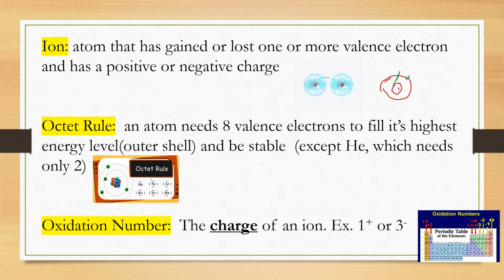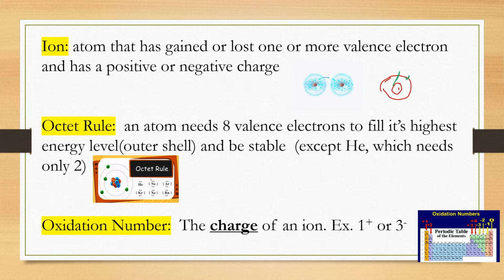You also need to know the octet rule. Oct is like octopus. This means an atom needs 8 valence electrons to fill its highest energy level, its outer shell, and to be stable. Except for helium, you've got to remember this, it's important. Helium only needs 2, so it's an exception. But all other elements or atoms are going to need 8 to become stable. They're going to do that through gaining or losing or sharing, and we'll talk about those later.